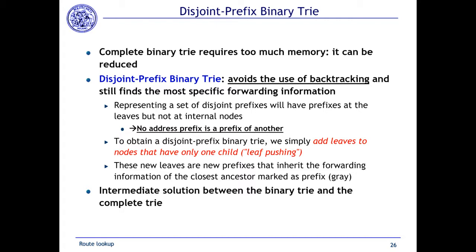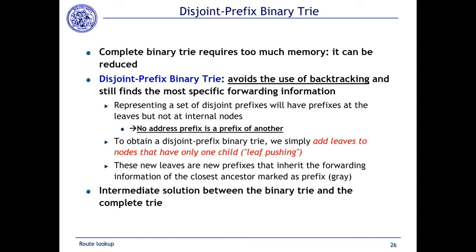The condition is that it represents a set of disjoint prefixes that have all the prefixes at the leaves. So again, we have to move the gray nodes to the leaves, but not necessarily to the leaves of the bottom layer. So the tree is not complete, it's not full, but all the gray nodes are leaves and not intermediate nodes, so that no address prefix is a prefix of another. And so it means also that all the paths that we draw into the tree while doing the lookup operation will always end at a leaf. It will never stop before reaching a leaf.